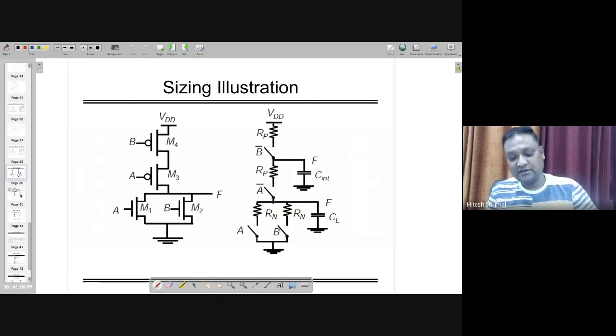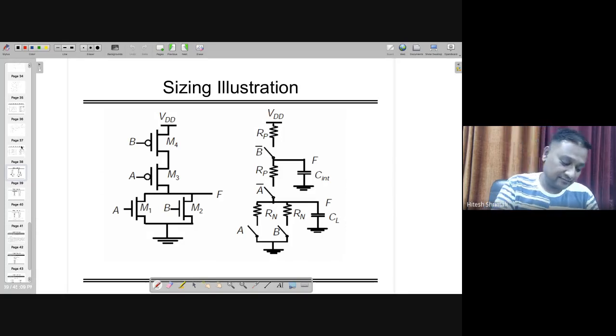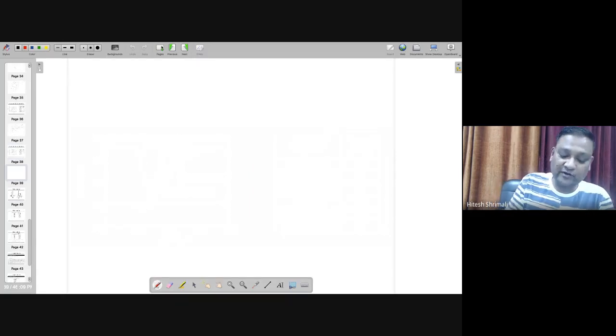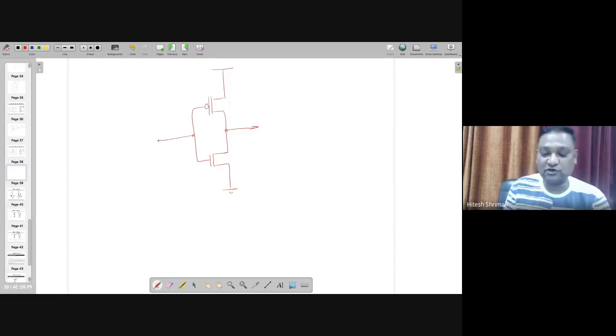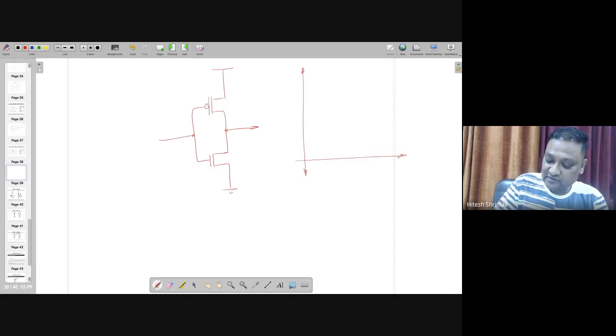Other than that, when we are doing the sizing, let's go back to what we have done in SimMicra. If you remember, for an inverter, I wanted to have the switching threshold exactly at the middle, VDD by 2. Notably, the y-axis is V out and the x-axis is V in.